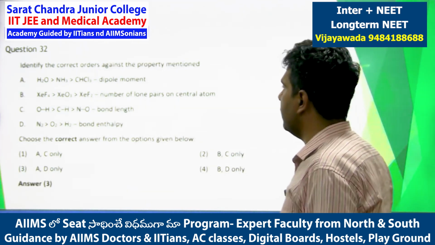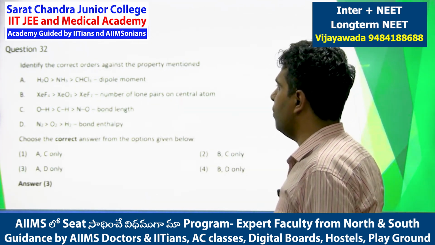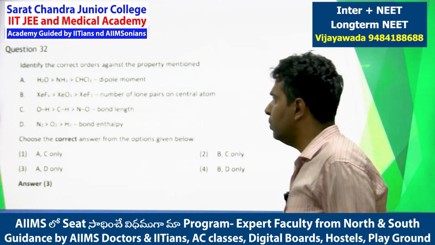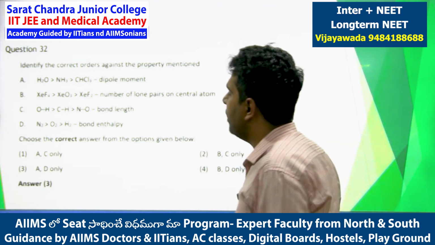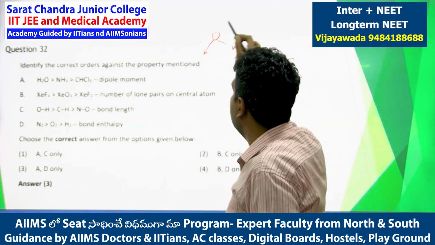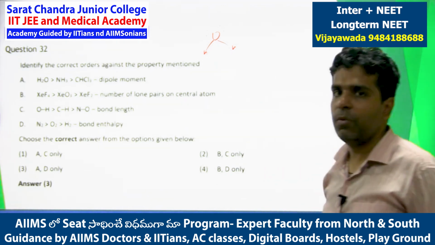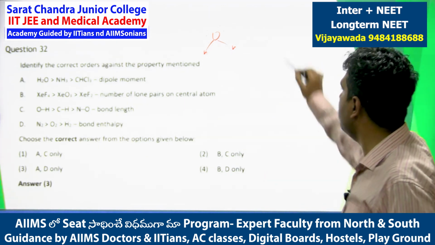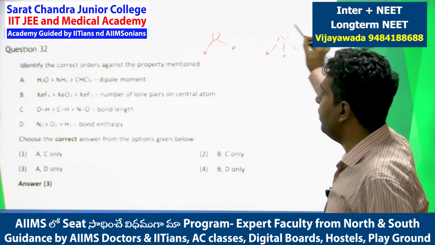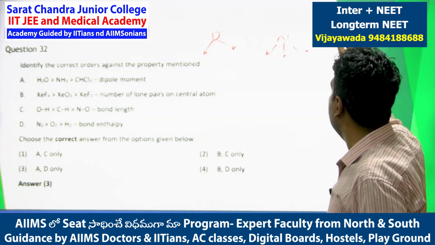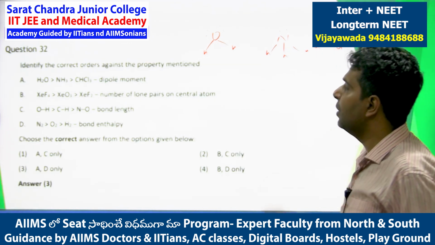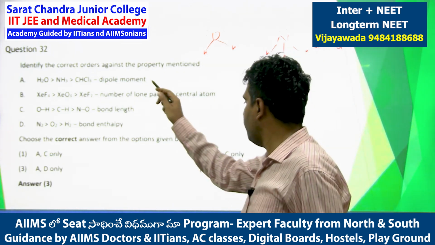Identify the correct order against the property: H2O, ammonia, CHCl3 dipole moment. So H2O has a dipole moment because of two lone pairs and the bond angle is less. The dipole moment of H2O is greater than ammonia. That is correct. And for ammonia, because of one lone pair, the dipole moment will be greater than chloroform, that is CHCl3. So this is the correct order of dipole moment.